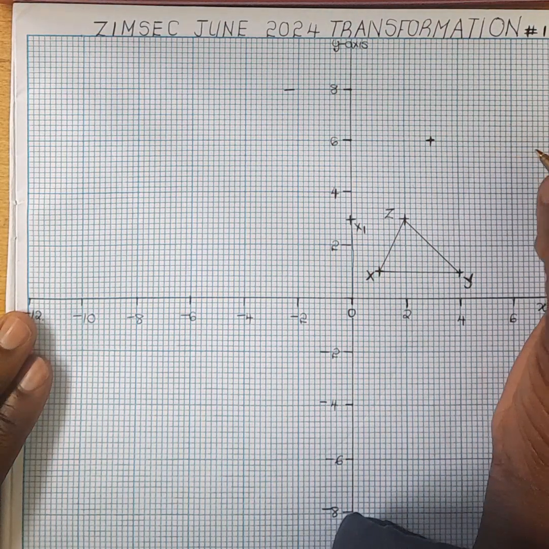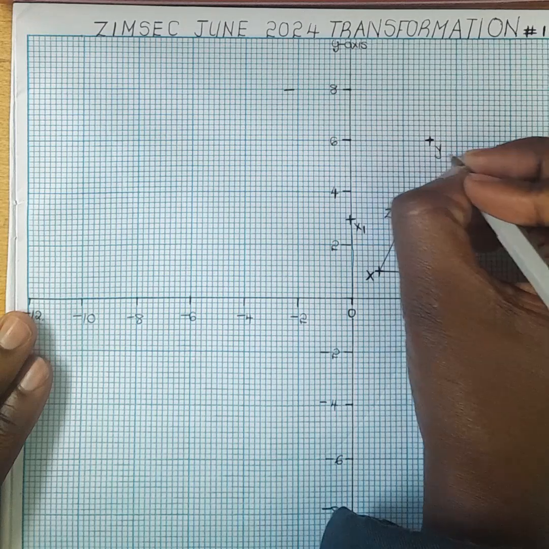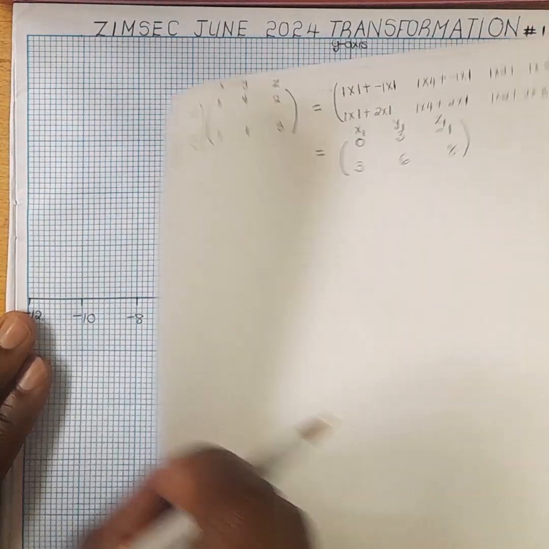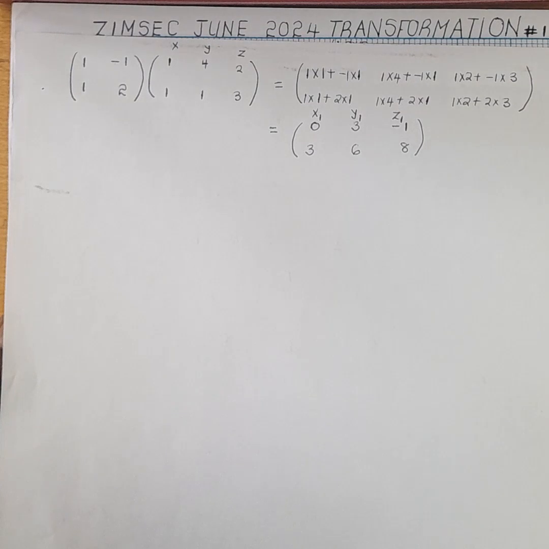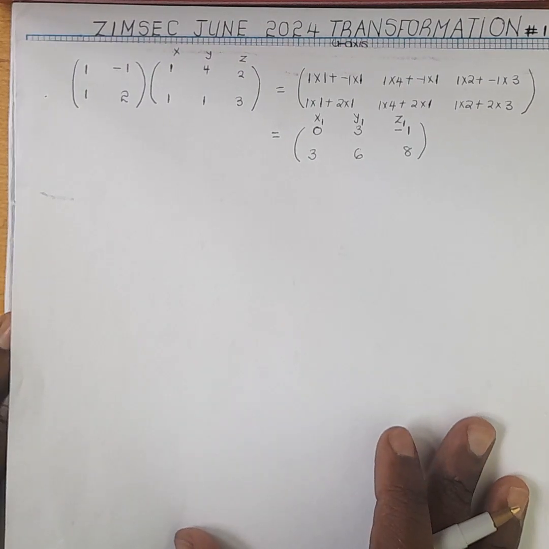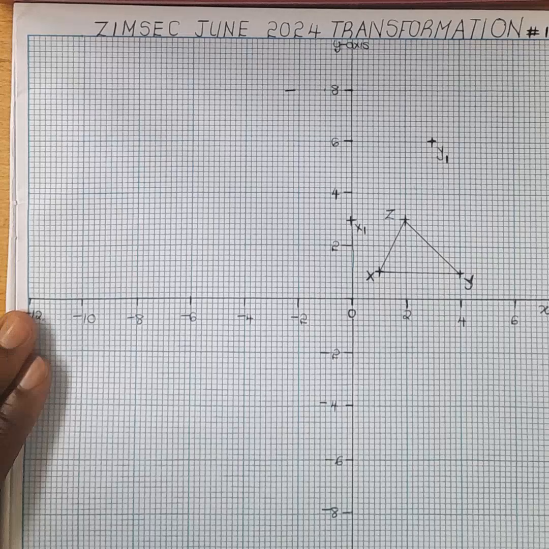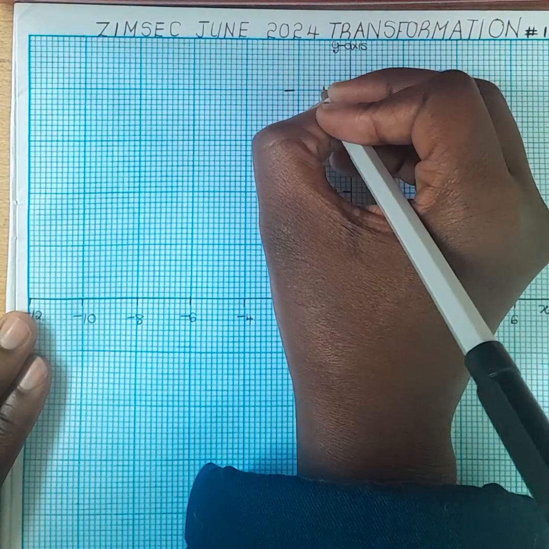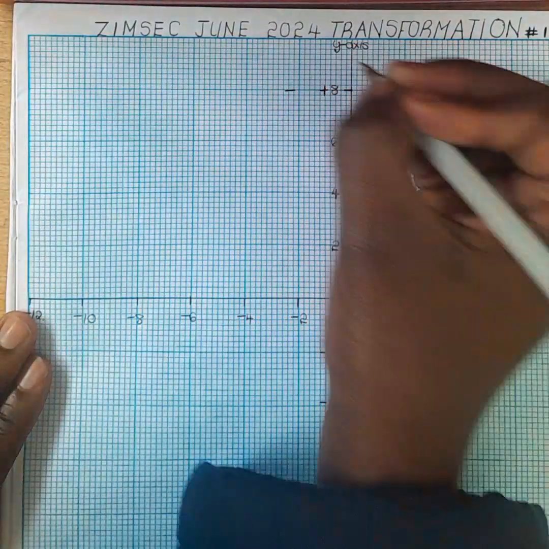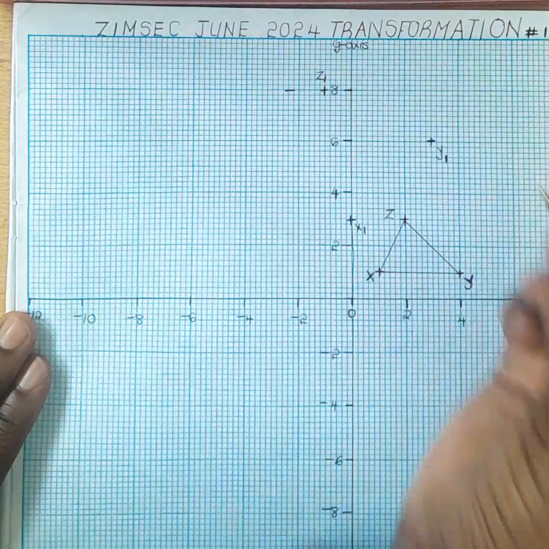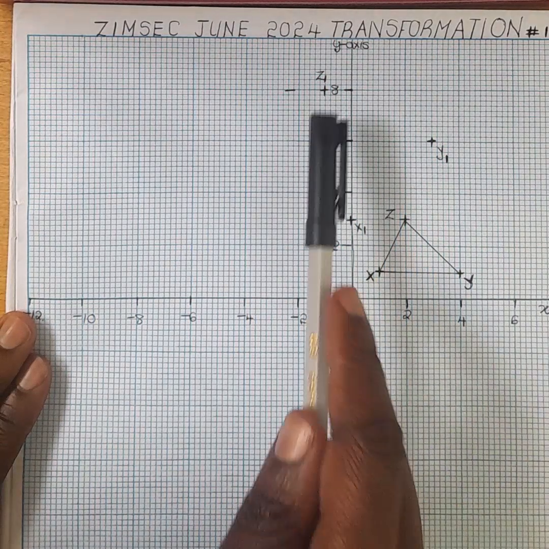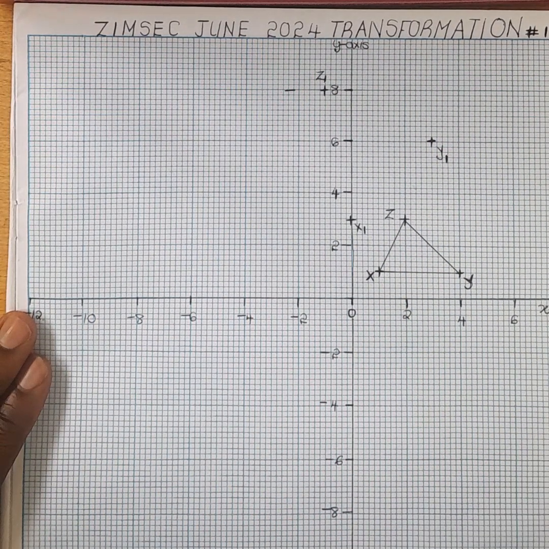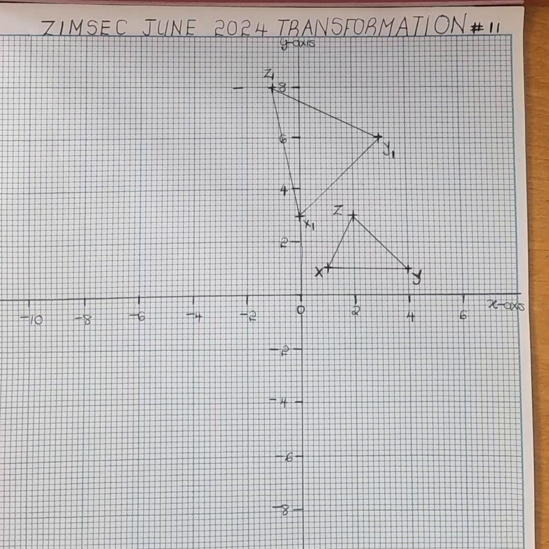We are going to label it y1. And then next we have minus 1, 8. It is minus 1 in the x-axis and 8 in the y-axis, so it is going to be this point, and then we label it Z1. After this, we join these 3 points to come up with triangle x1, y1, z1. By doing this, you obtain the 3 marks on part B.